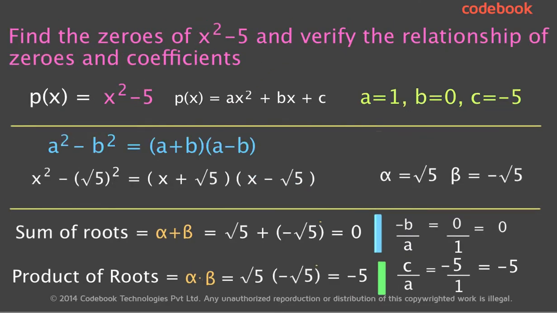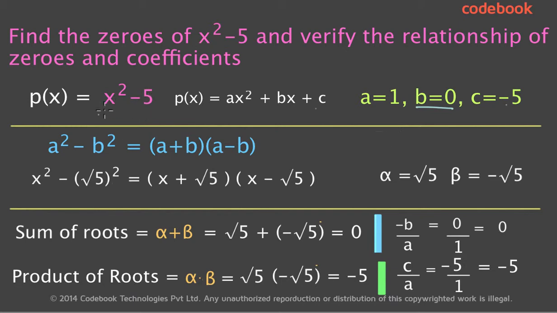So here again we have been asked to find the roots of this quadratic polynomial and also verify the relationship. So here we have p of x is equal to x square minus 5, which is equal to ax square plus bx plus c in the general form. So a is nothing but 1. Here you don't have an x term, so b is 0 and c is minus 5.